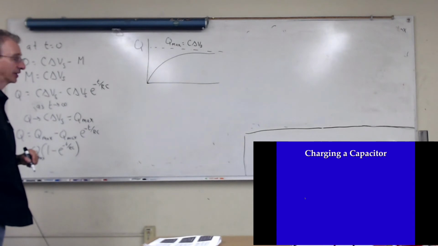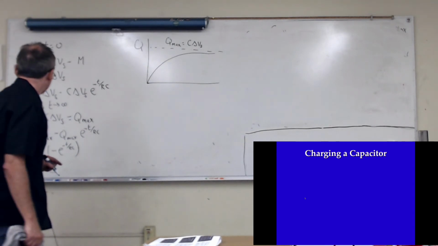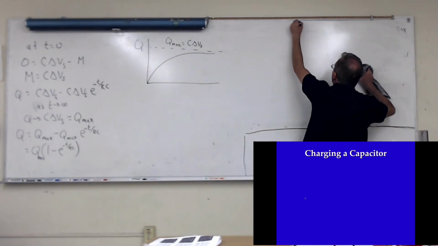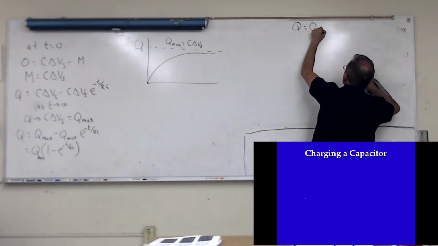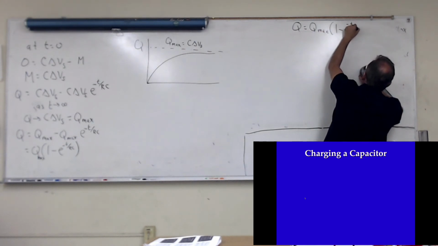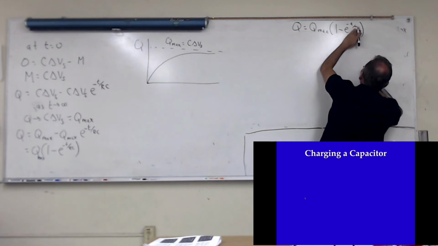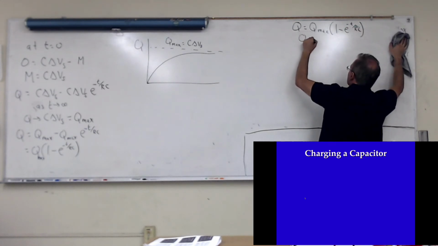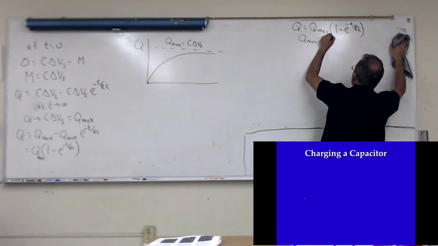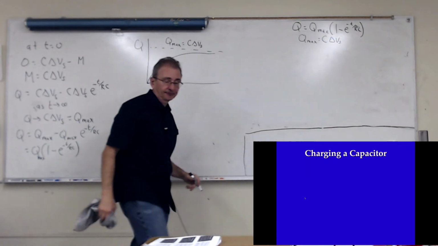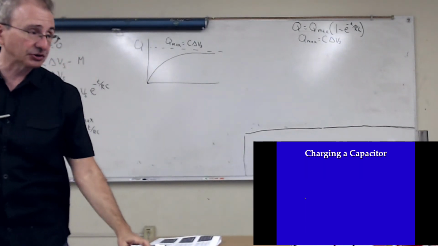That's what the graph looks like. Okay? So we have Q equals Q max, or Q max is that. Okay, so far so good.